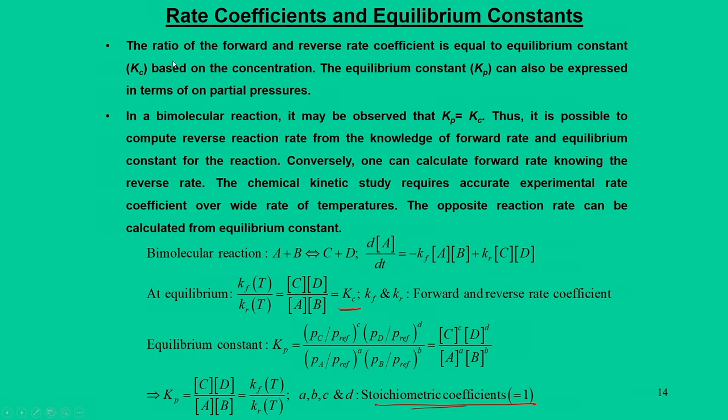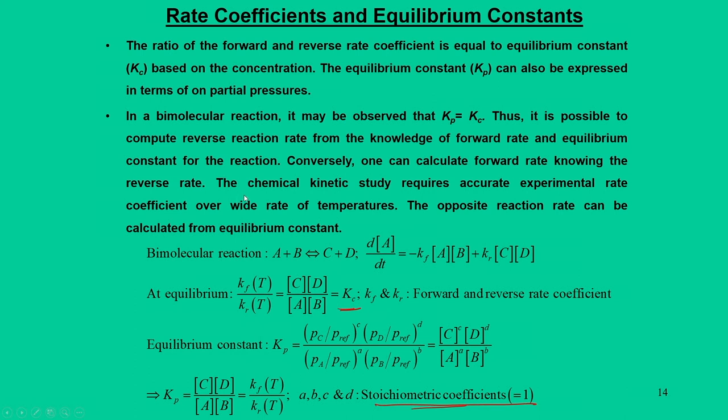So, the ratio of forward and reverse rate coefficient is equal to the equilibrium constant based on concentration, and the equilibrium constant Kp can also be expressed in terms of partial pressures. It has been seen that in bimolecular reactions both are equal, which means it is possible to compute the reverse reaction rate from the knowledge of the forward rate and the equilibrium constant for the reaction. Conversely, one can calculate the forward rate by knowing the reverse rate.